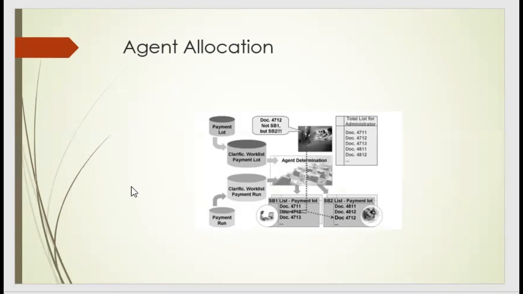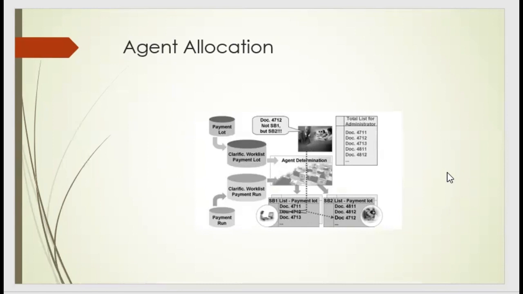Now there, we need to understand from which cash desk it is coming, who is authorizing, and who is clearing the workflow. Okay, so now to allocating the dispute, I'm just telling the dispute because it is into the clarification work list. So once it is coming into the clarification work list to allocating the dispute, we need to determine the agent.